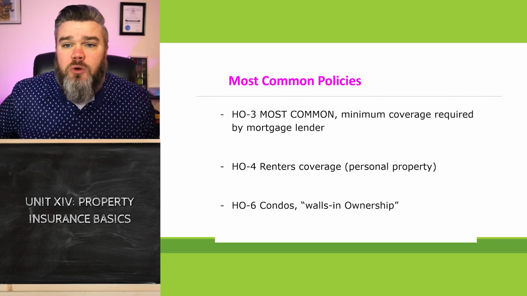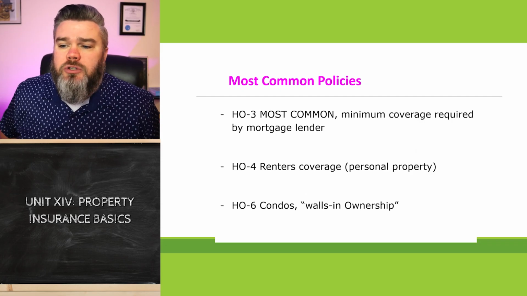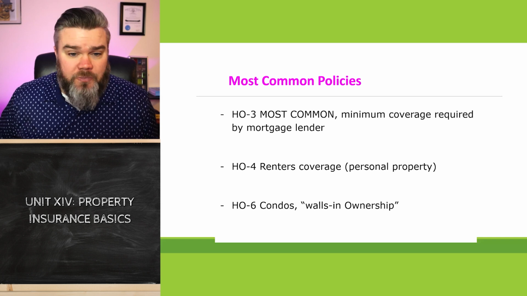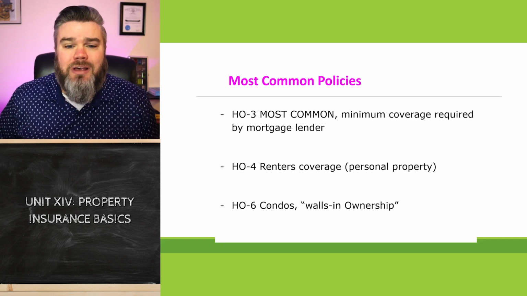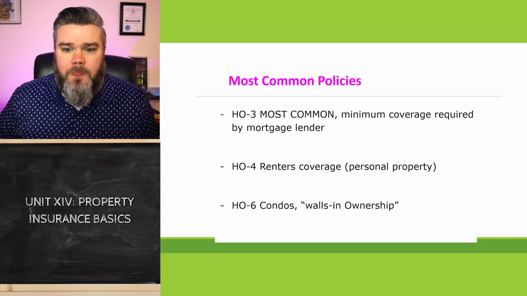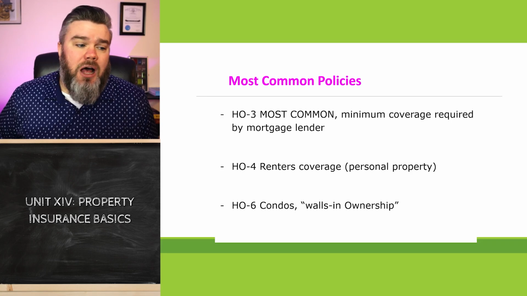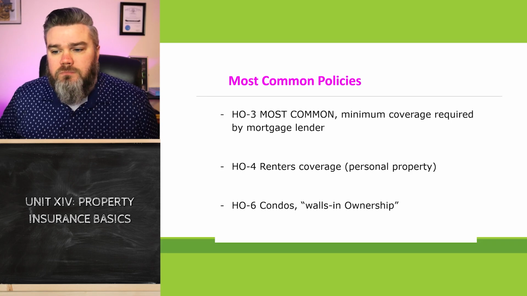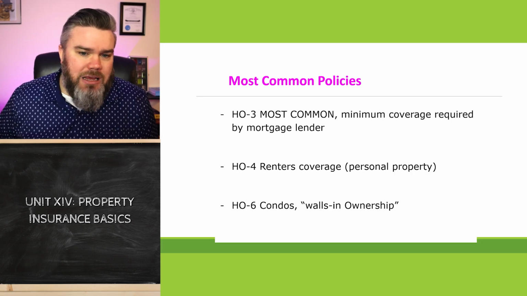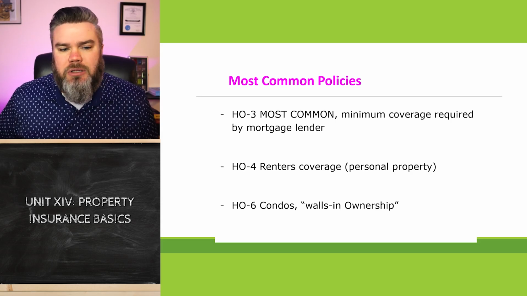Homeowners insurance policies are identified by the letters HO, homeowners, and a number. And so the most common homeowners insurance policy, the minimum coverage required by a lender, is your HO3. You definitely need to know the HO3 and the HO6. HO3 is the minimum coverage required by a lender. HO6 is a condominium policy.